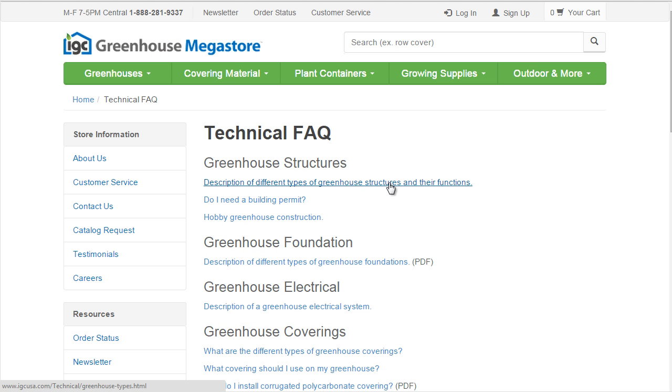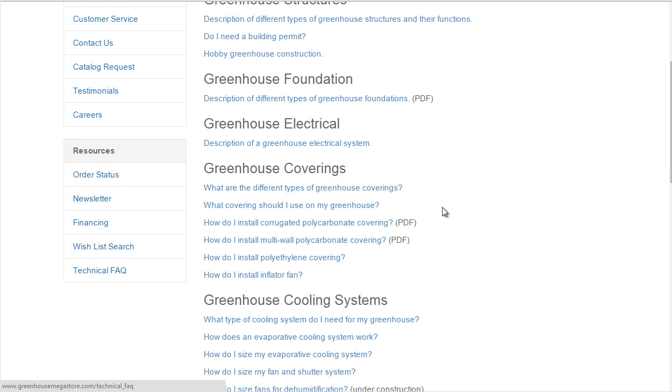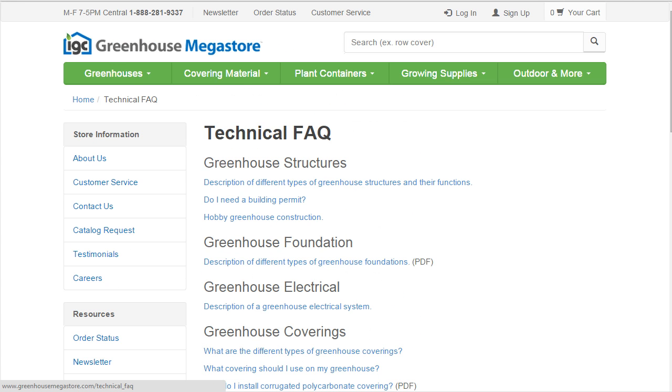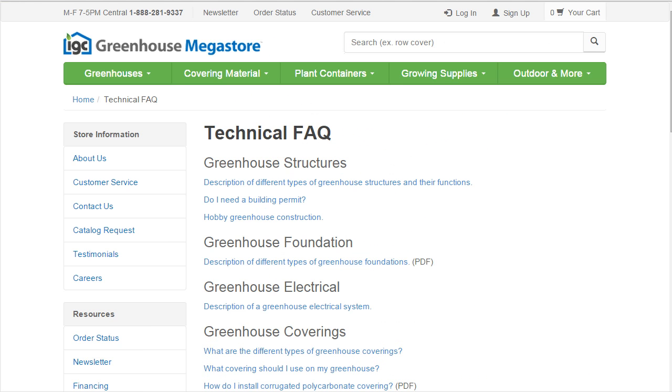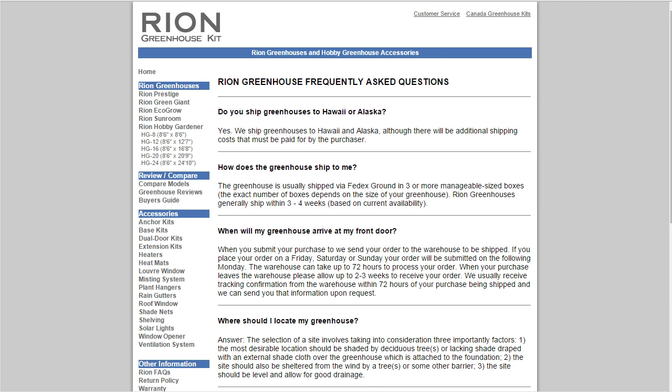Description of different types of greenhouse structures and stuff like that. So I would basically open up these FAQs and I would just go to the next website until I found all the FAQs. I would line them up. So let's see here.